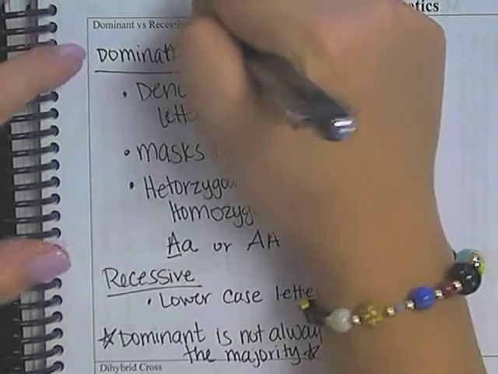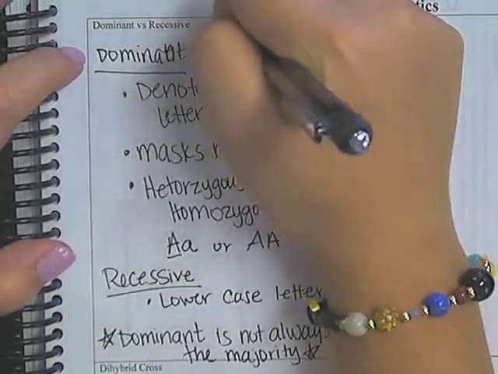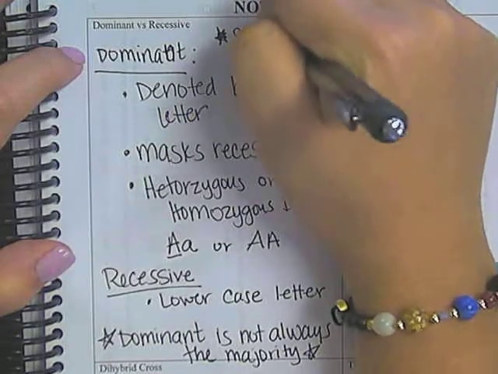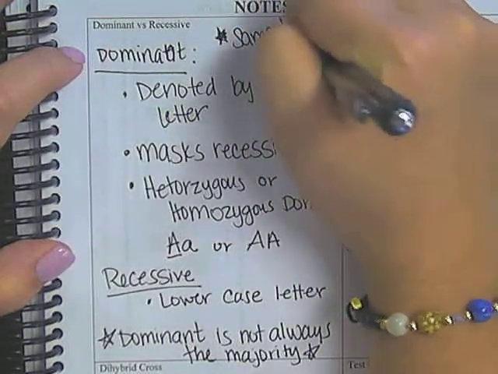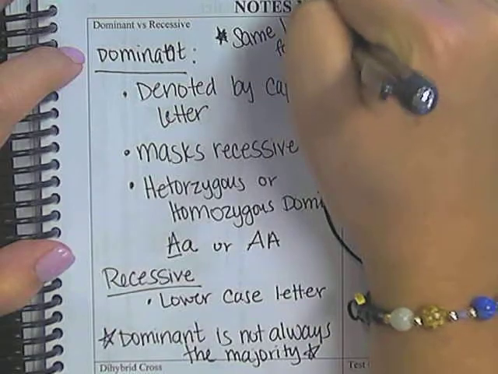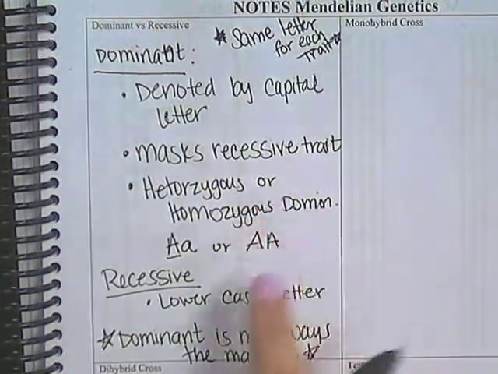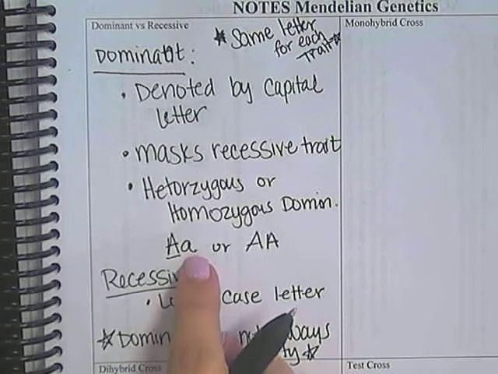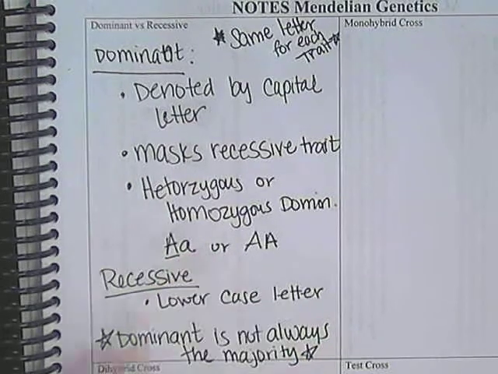And then also just make a note, please use the same letter for each trait. In other words, if you're going to call something dominant and use the letter A, then the recessive form should be a as well. It's just going to be lowercase.